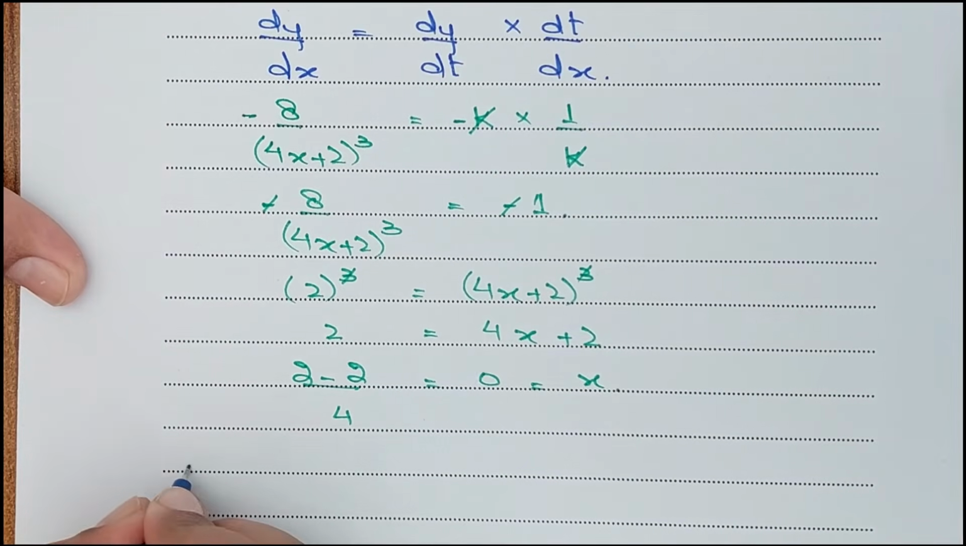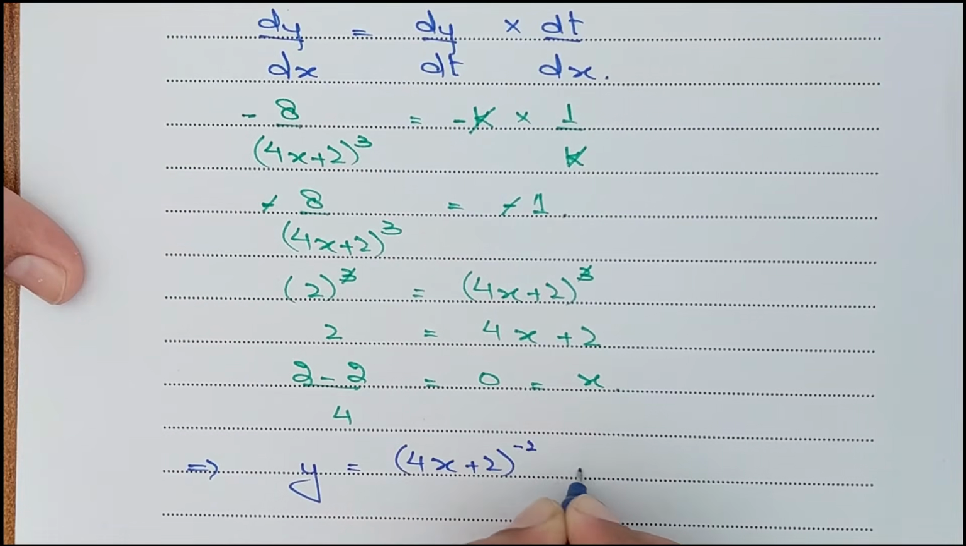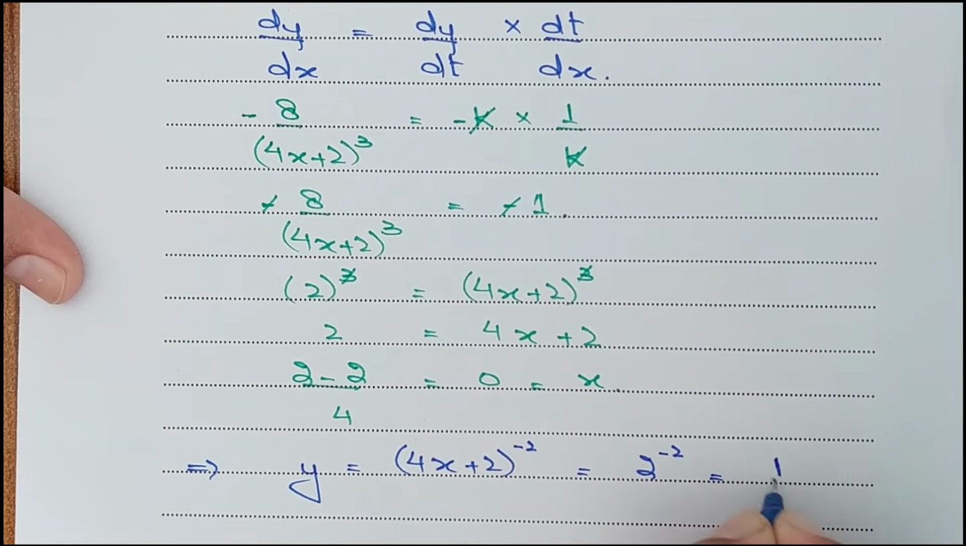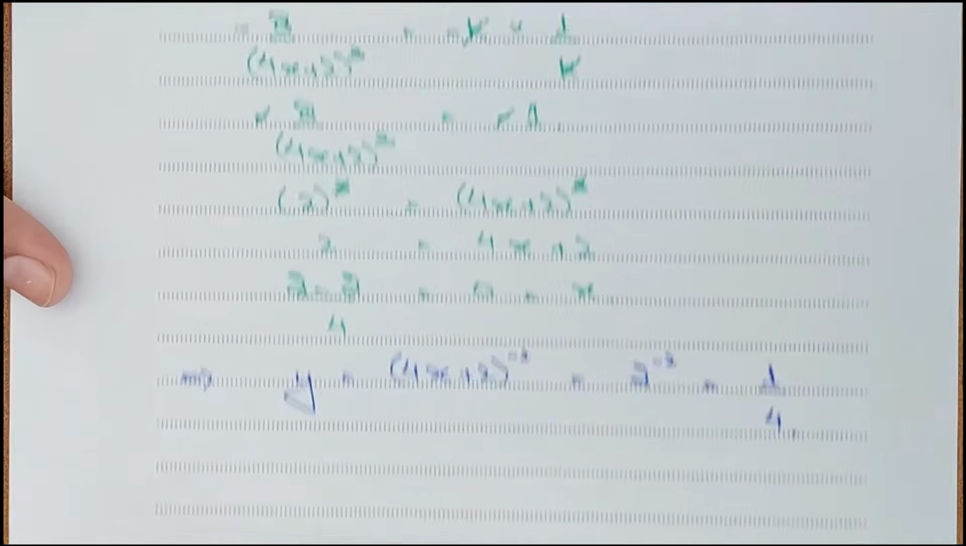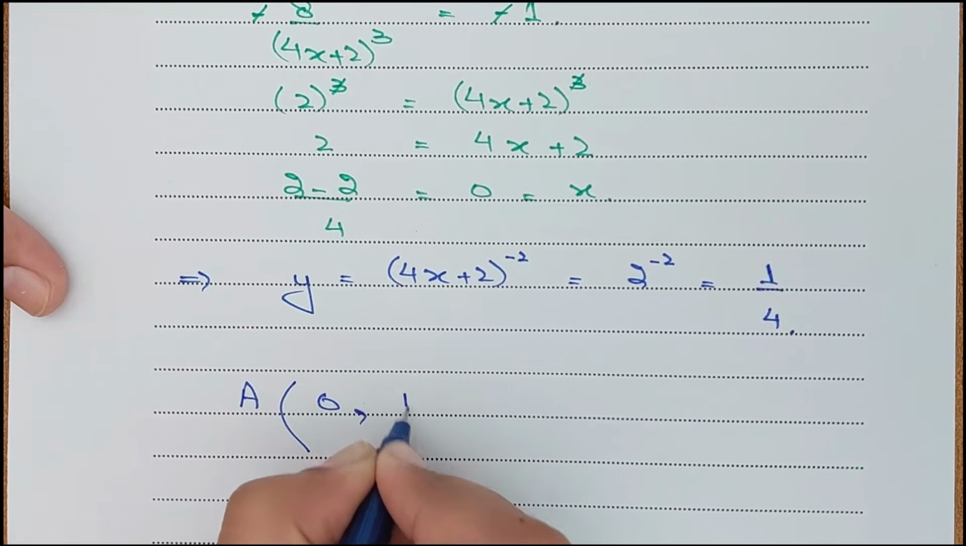Now let me solve for the y coordinate. y is equal to (4x plus 2), its power is minus 2. So x would be 0. So 2 to the power minus 2, which is equal to 1 over 4. So we can say the coordinates of point A: the x coordinate is 0 and the y coordinate is 1 by 4.